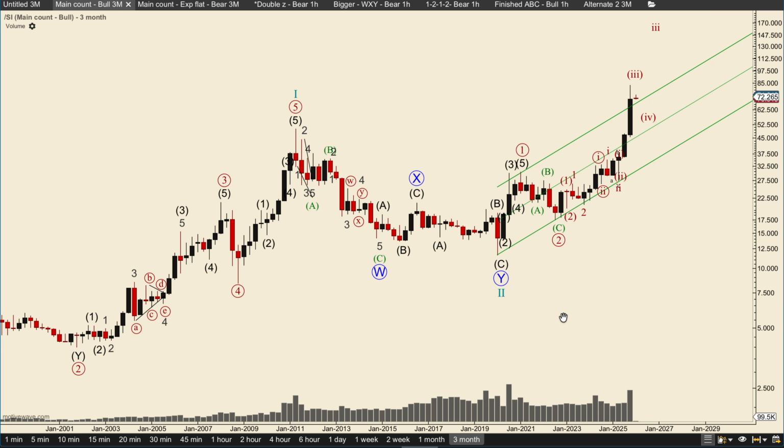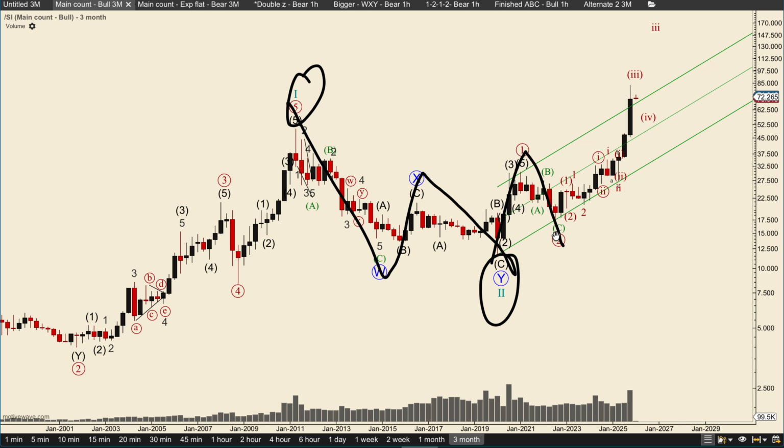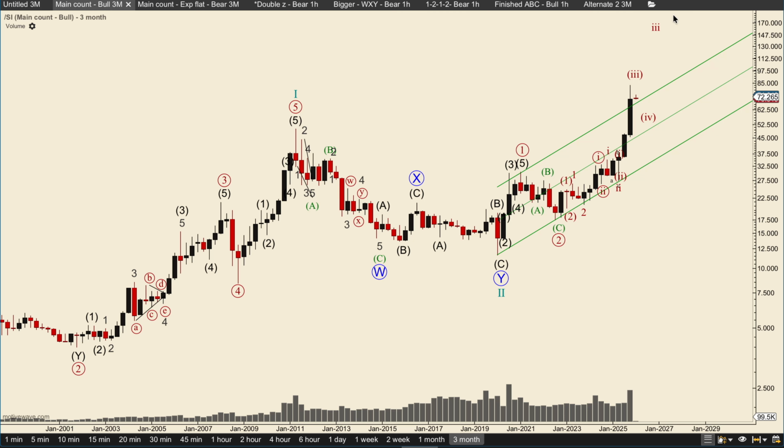After that, we are counting this as a wave WXY into the same lower degree wave 2. 1, 2 of an even lower degree, and then 1, 2, 1, 2, 1, 2, 3, 4, 3, 4, 4, 5, and so on, looking for way higher prices.